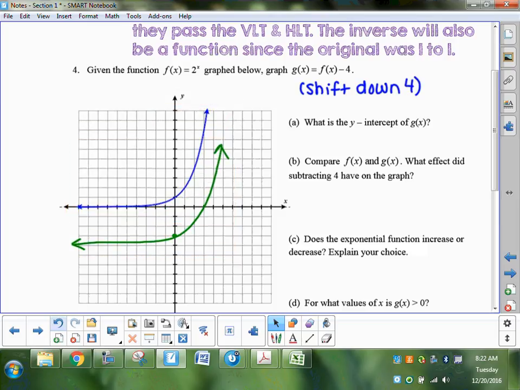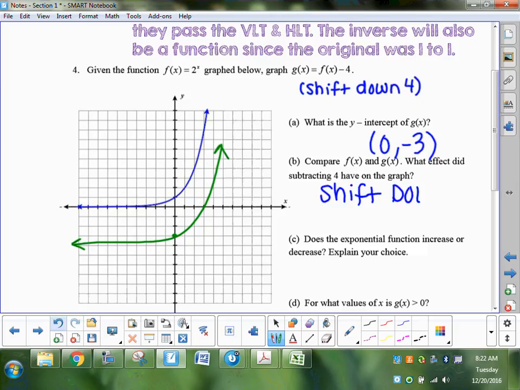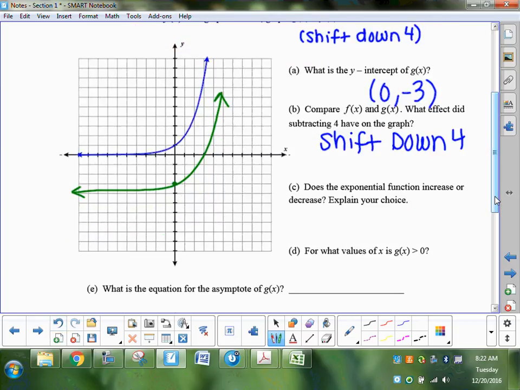Now, what is the y-intercept of this g of x going to be? Hands up, please, when you can tell me. What's the y-intercept of the g of x? Tyler? Compare the two. What effect did subtracting 4 have? Shift it down 4. Does the exponential function increase or decrease? Look from left to right. It's going to increase.